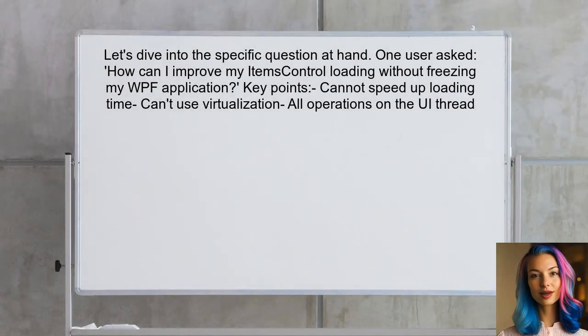Let's dive into the specific question at hand. One user asked, "How can I improve my items control loading without freezing my WPF application?" They mentioned that they cannot speed up the loading time, can't use virtualization, and all operations are happening on the UI thread. Sound familiar? Let's tackle this together.